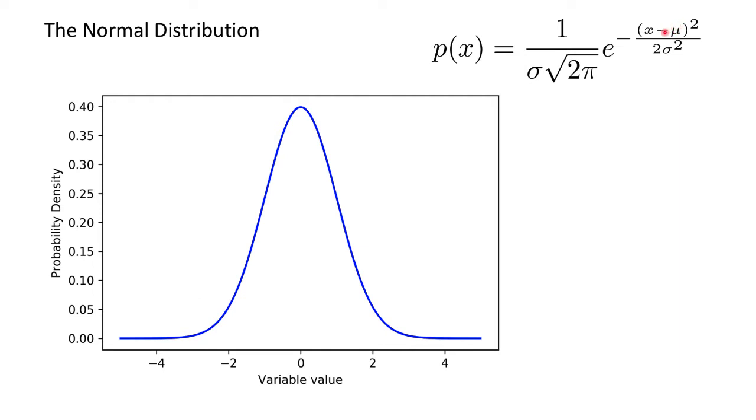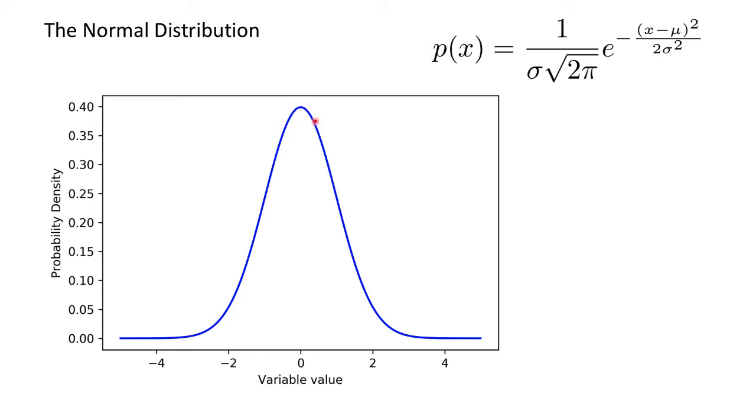Now in the equation, this mu over here is the mean. That shifts the curve one way or the other. So this particular graph here has the mean of 0. But if you had the mean of 1, the curve would go up, peak at 1, and then come down. Sigma here is the standard deviation, or the width of the distribution.